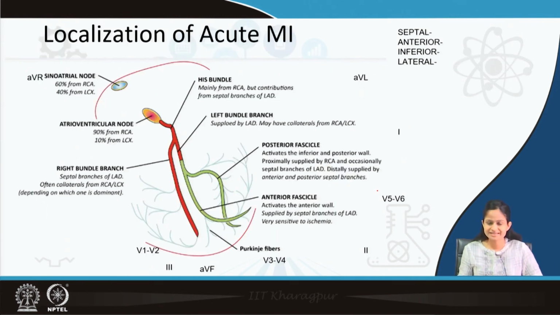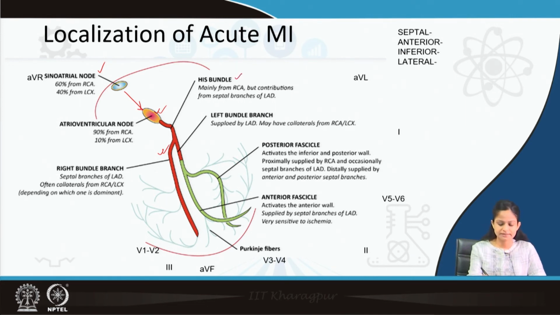Now, the localization of acute MI: how will you state where the occlusion, the culprit, is, how to find it out. This is the normal conducting pathway. The sinoatrial node is usually supplied by the right coronary artery. Similarly, the right coronary artery supplies the atrioventricular node, and the right bundle branch usually gets its supply from the left anterior descending artery, and the posterior descending artery from the collaterals of the right coronary artery or circumflex artery, whichever is the dominant one.